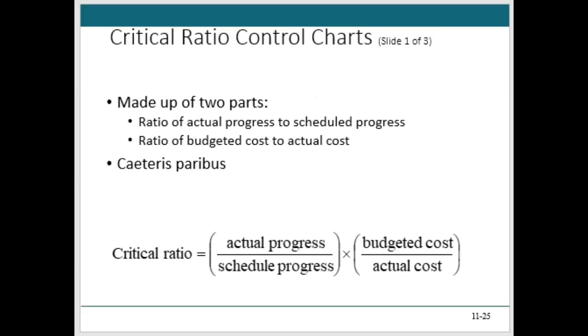Now, one of the tools that the book talks about, beginning on page 438, is a critical ratio control chart, or they just call it a CR, critical ratio. And this is the actual progress divided by the scheduled progress times the budgeted cost divided by the actual cost. So it's made up of these two parts, and it's a ratio of, again, actual progress to schedule and budget cost to actual cost.